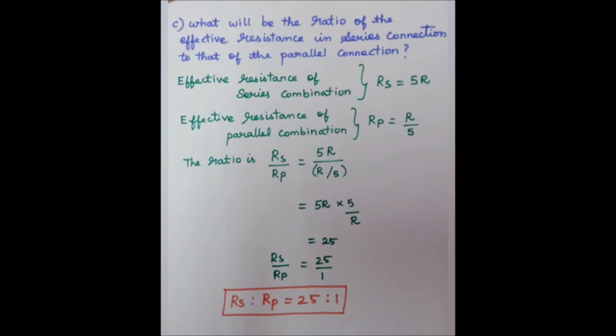In the denominator, R by 5 goes to the numerator as 5 by R. R and R get cancelled. 5 into 5 equals 25. Therefore, the effective resistance of series combination by parallel combination equals 25 by 1. That is, Rs is to Rp equals 25 is to 1.